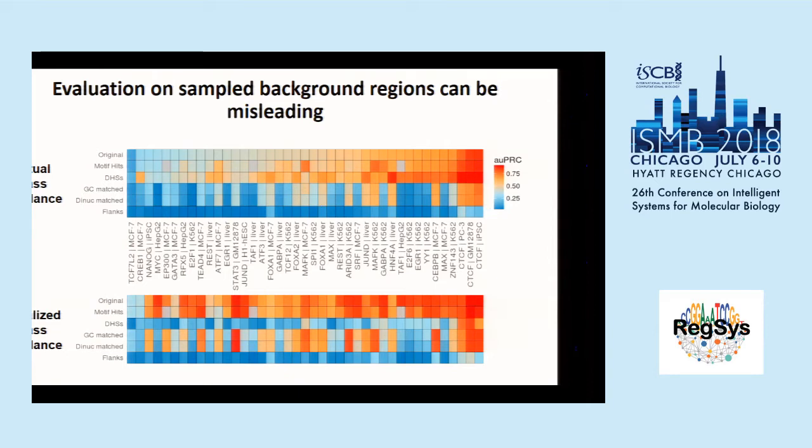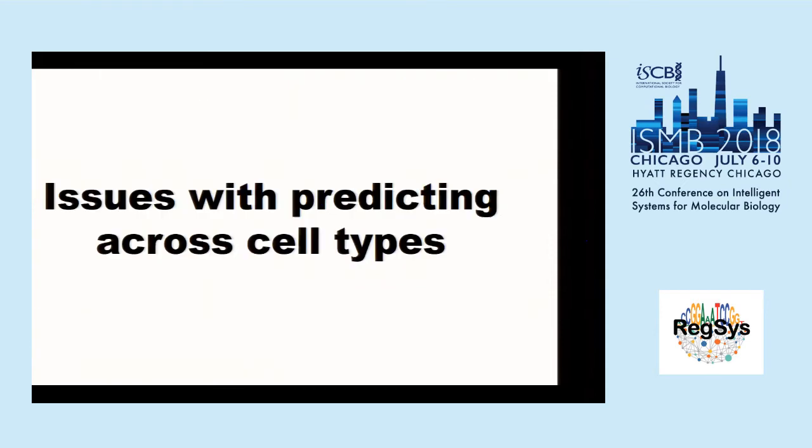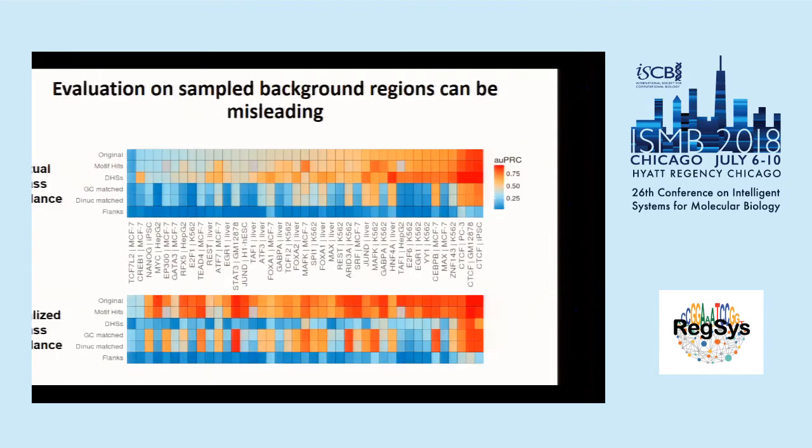The genome is really heterogeneous, so it is useful to split performance by background. A few of the common ones are shown here. Hope you can see them. Motif hits, DHSs, GC and dinucleotide matched regions as well as flanks. But it's useful not to bias with any particular single background for evaluation.